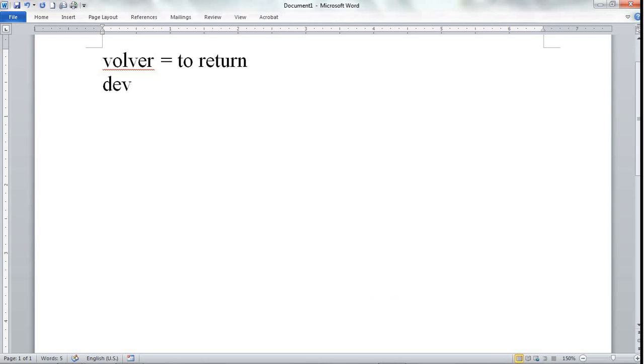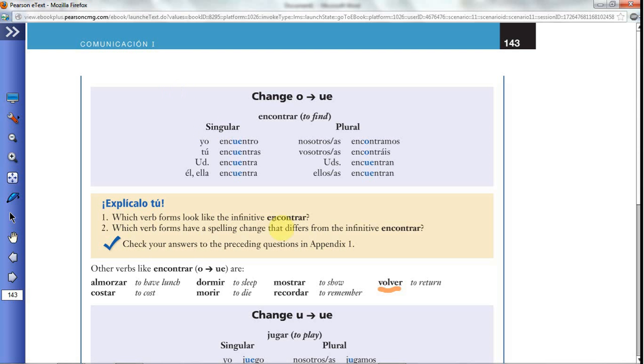Devolver is to return an item, for example. If you buy something at a store and then you return it, the verb for that is devolver. It wouldn't be volver. Devolver. Devolver is going to follow this same change.